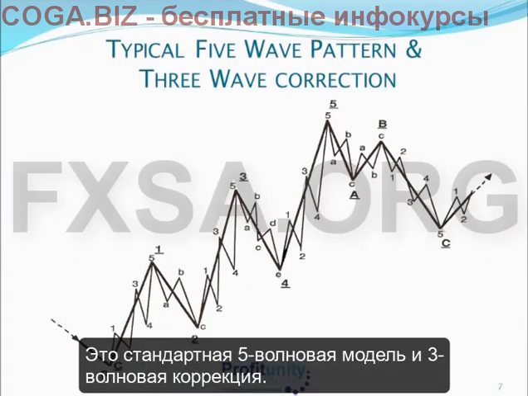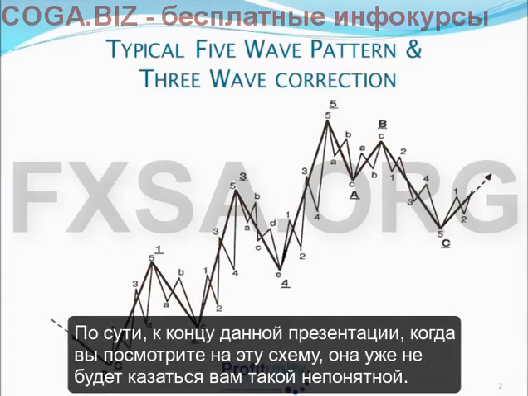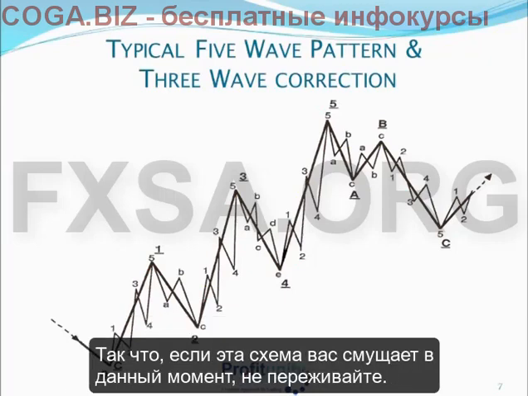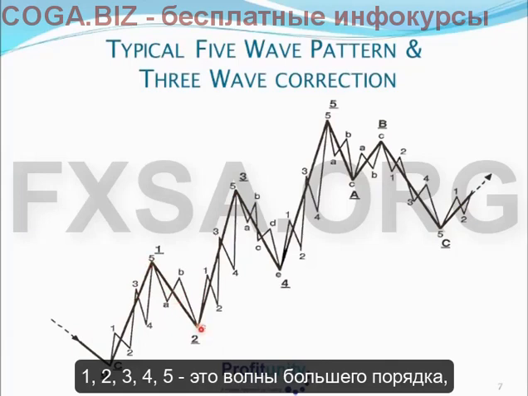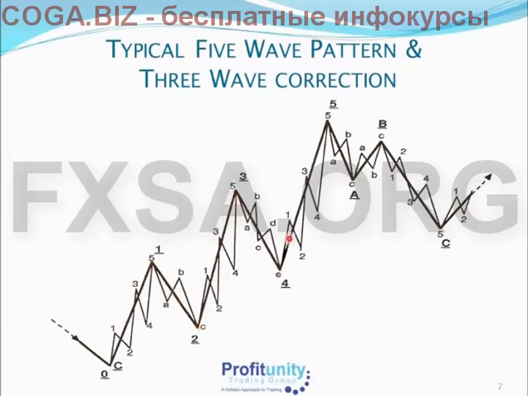Okay, here's a typical 5-wave pattern and a 3-wave correction. We're just going to do a little overview here. Basically, by the time we finish this presentation or course, you should be able to look at this diagram and it won't seem confusing to you. So if it's a little confusing right now, don't worry. Basically, what we're looking at here, this thicker line, this line here that we're pointing at, the 1, 2, 3, 4, 5, there are larger degree waves, and the A, B, C.